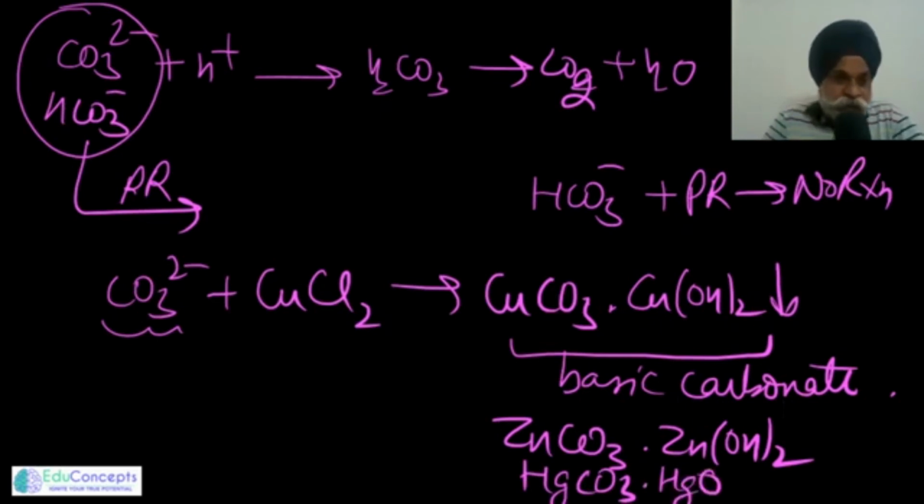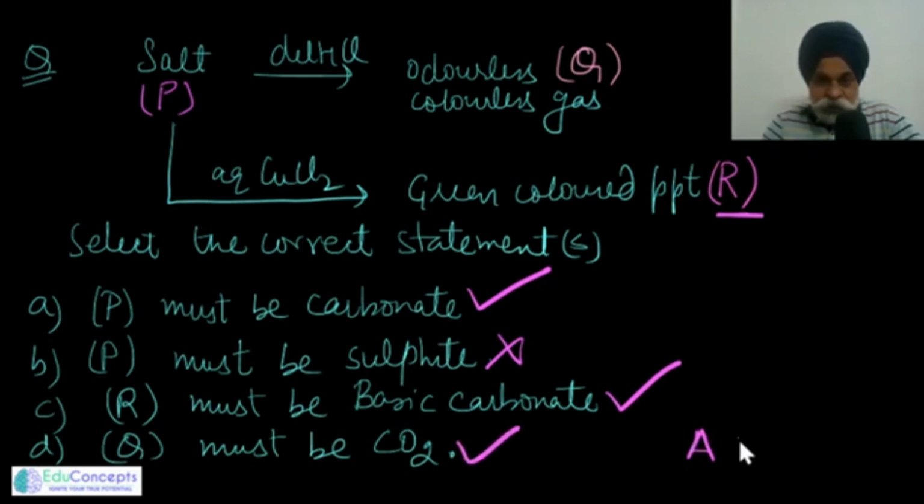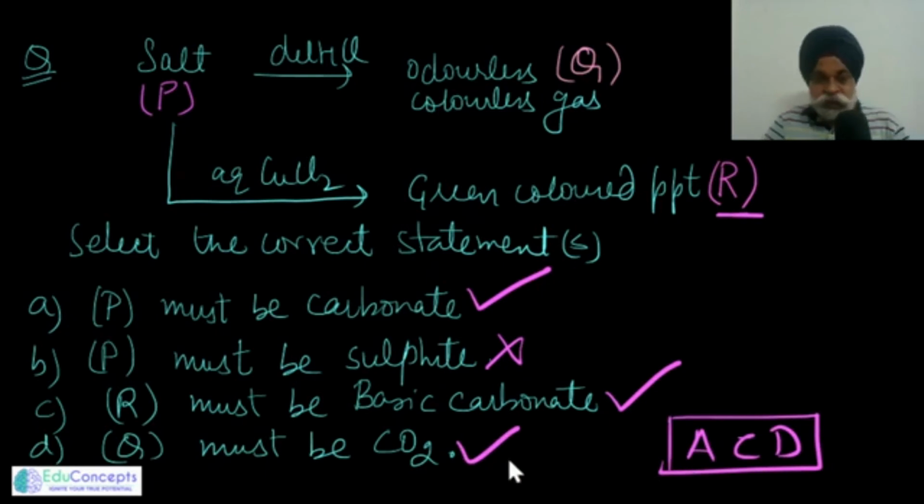So what options have they given us? Let me look into the options. We are almost done with the question. P must be carbonate. This seems perfectly correct. They haven't given us any option of bicarbonate. P must be sulfite, wrong. R must be basic carbonate. Yes, R is basic carbonate and Q is color. So this seems like an easy question, not a tough one. A, C, D, where you only have to take the C option into consideration. Moving on to the next question.